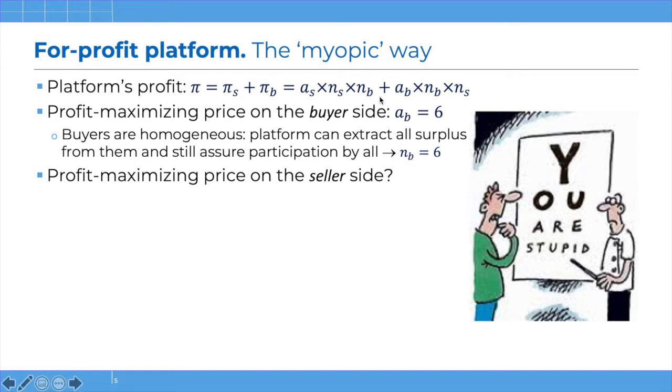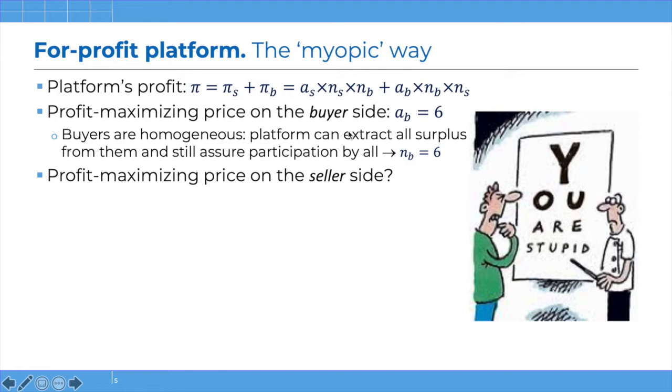Okay, well, in this example, things are very simple on the buyer side. They are all the same. They earn 6 per transaction, so this is what they're willing to pay. And as long as the price is not above 6, all buyers are willing to participate and join the platform.